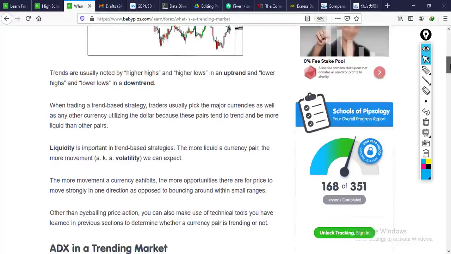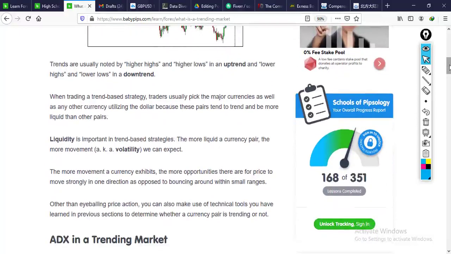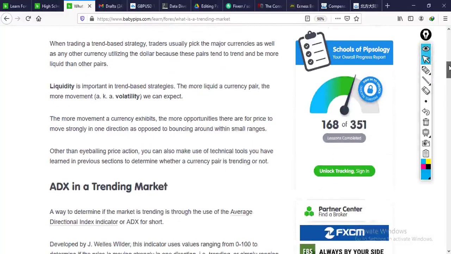So the trend is usually higher highs and higher lows, like this: higher high, higher low, higher high, higher low, uptrend. If it is making lower low, lower high, lower low, lower high, lower low, lower high, it's what? In a downtrend. I hope you understand that, how simple it is to understand.